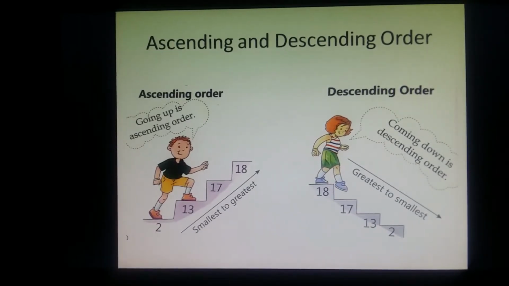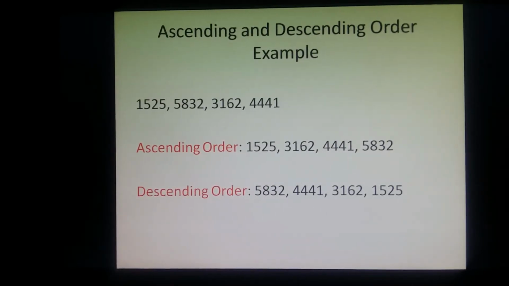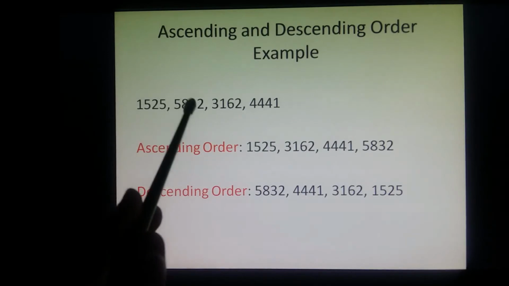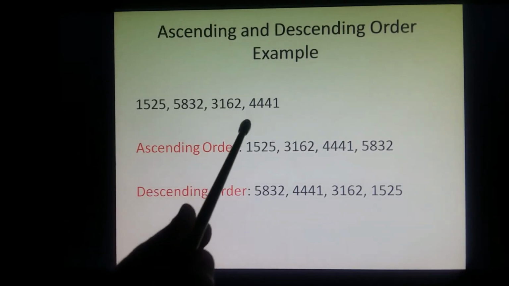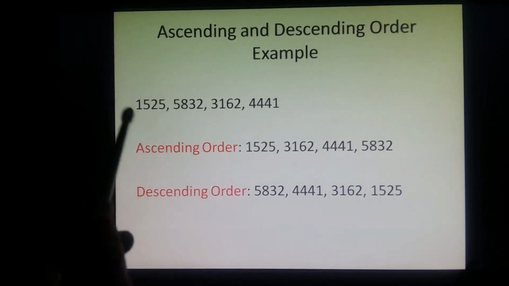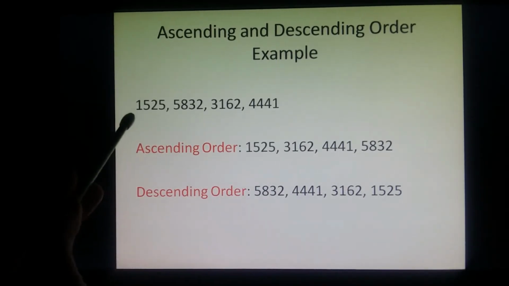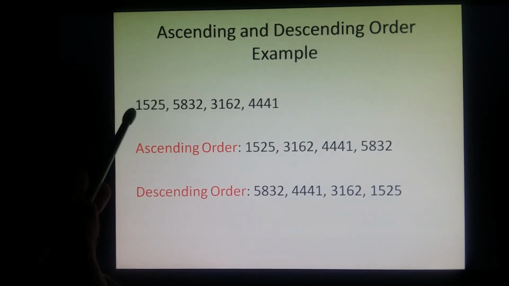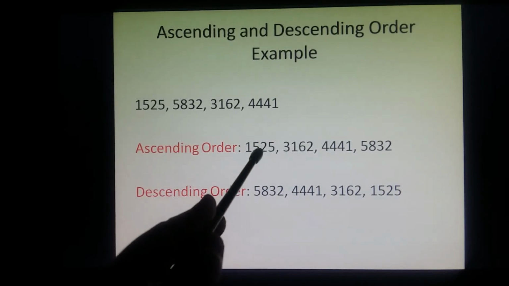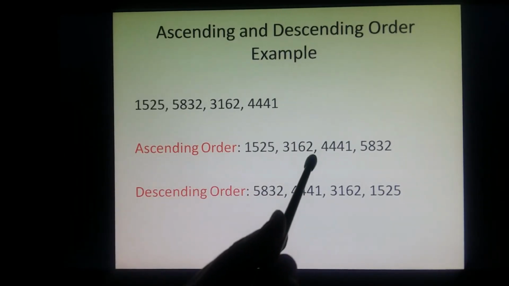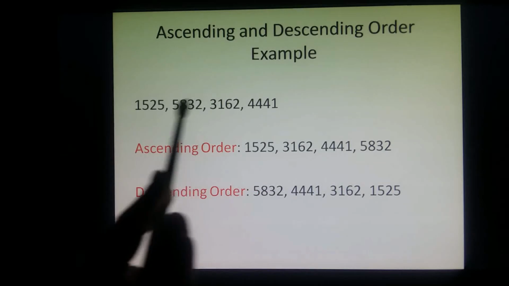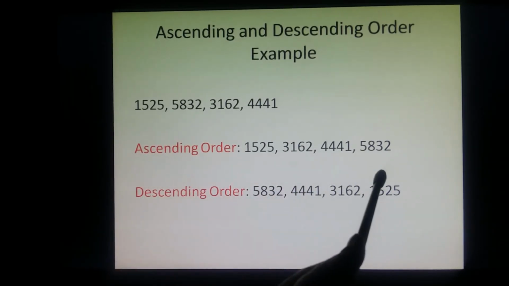Let's take an example. So here are the numbers 1525, 5832, 3162 and 4441. Arrange these numbers in ascending order and descending order. As you can see, to arrange in ascending order, the first number is 1525, then 3162, then 4441, and the last is 5832.